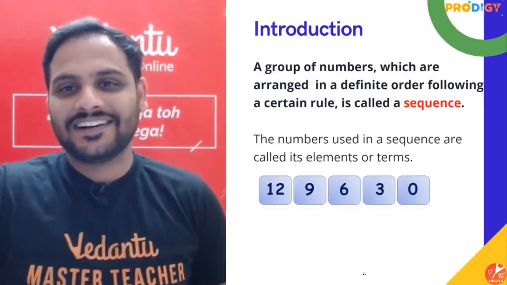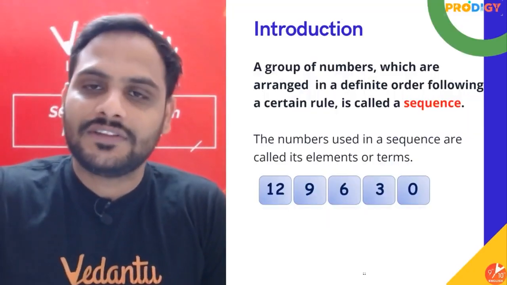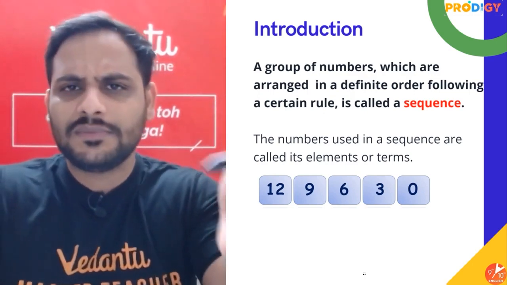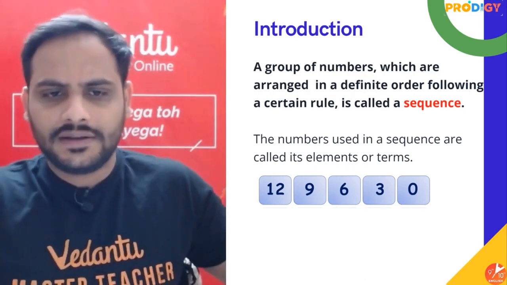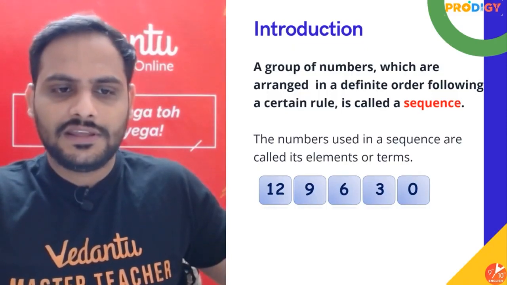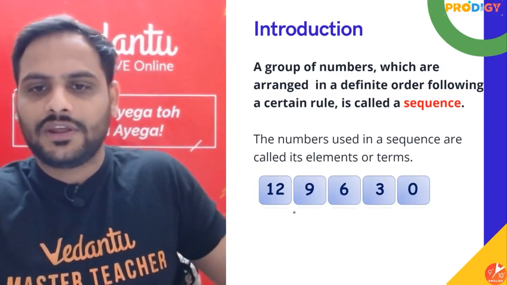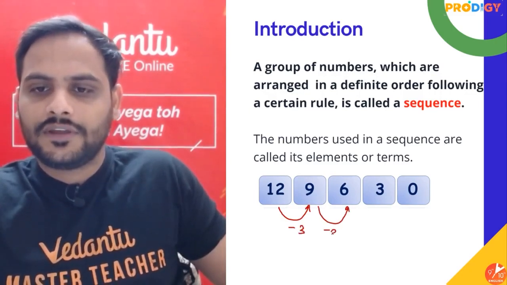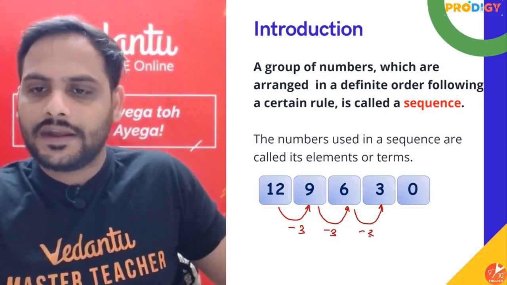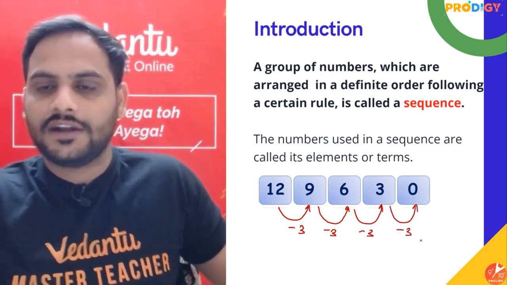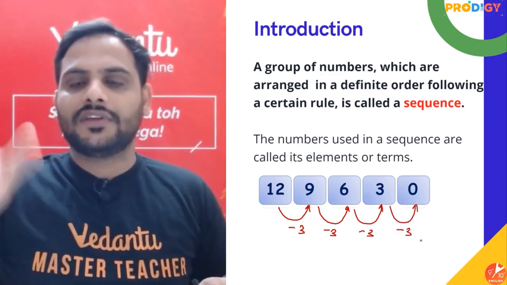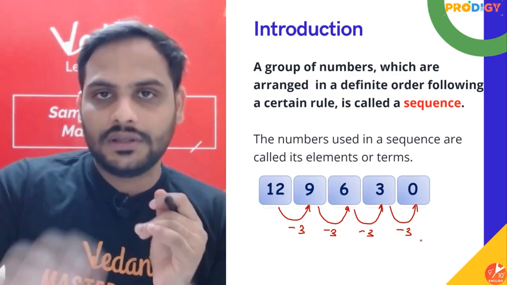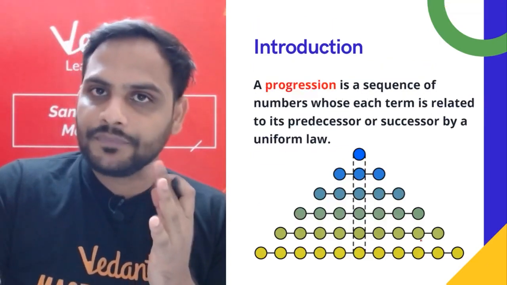Okay, guys. Okay, chalo. Now beta, let us start with the arithmetic progression. So as we all know, sequence means there will be some pattern in the numbers. For example, here every time 3 is subtracted. So if there is some pattern and the numbers are following that rule, all the numbers written in that order will be called a sequence. It is called a sequence.